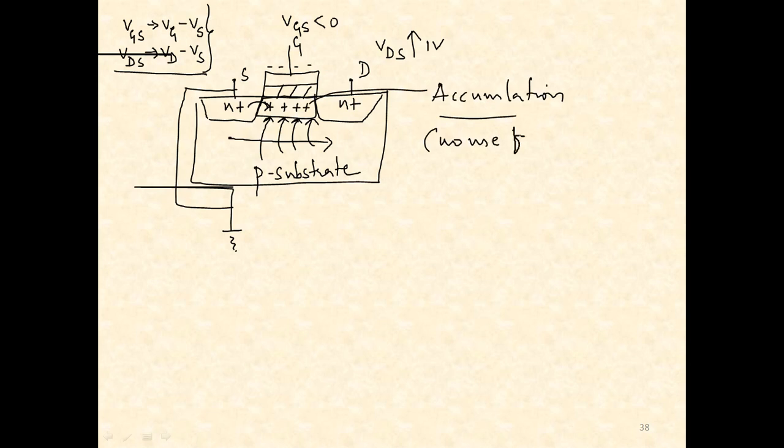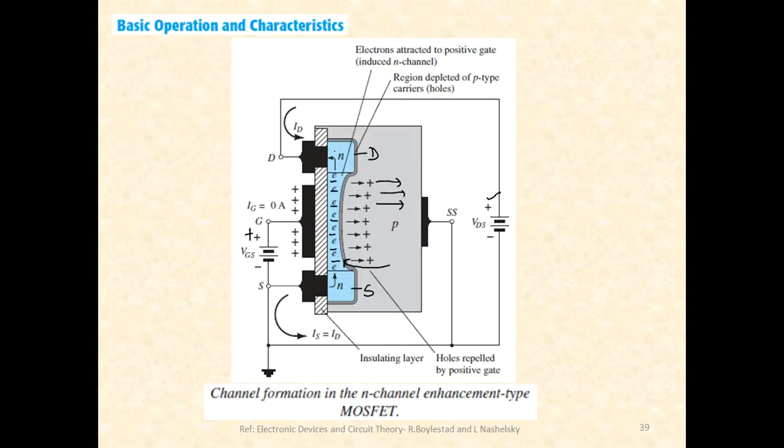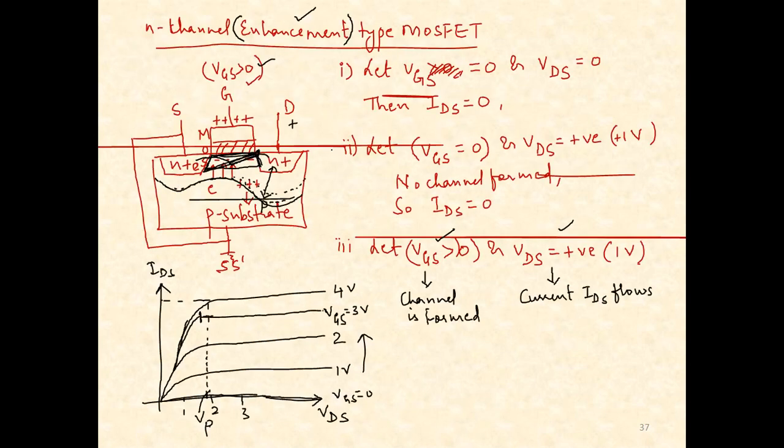But this is of no use for current conduction. This would have helped us if the source was of P type and the drain was of P type. Only then it would have helped us. But for N channel, it's not going to help us. So we have to apply VGS greater than 0. Only then a channel can be formed and we'll be getting an enhancement type MOSFET.